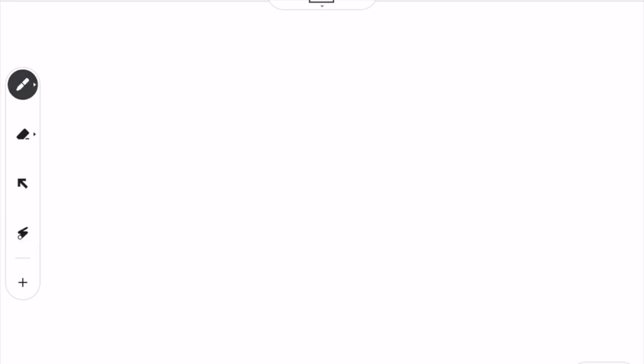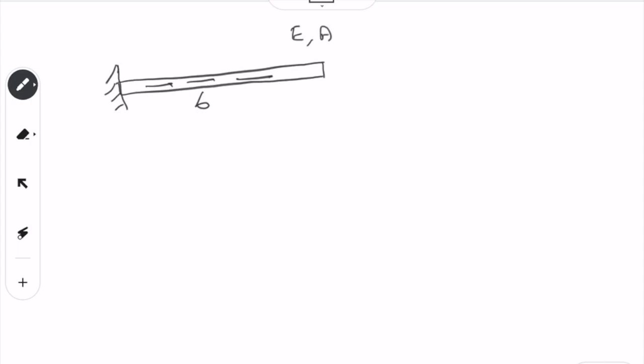What I mean is, let us say we want to solve the original problem only. Same thing that we had here, we have E and A given, and it is fixed at one end, free at one end, and there is no force applied here. Let us say this is what we want to solve.